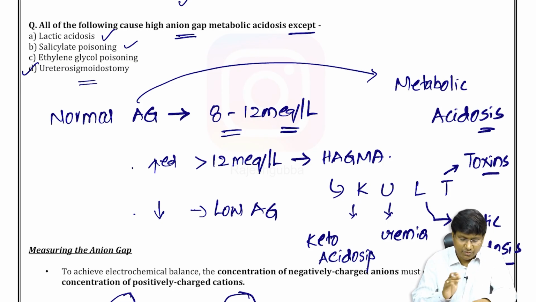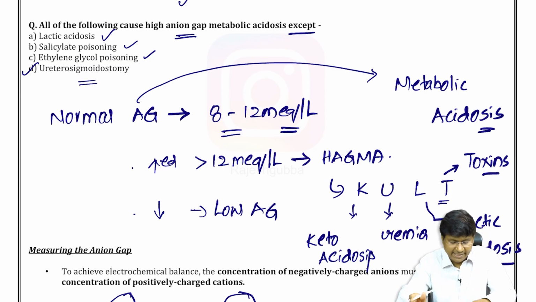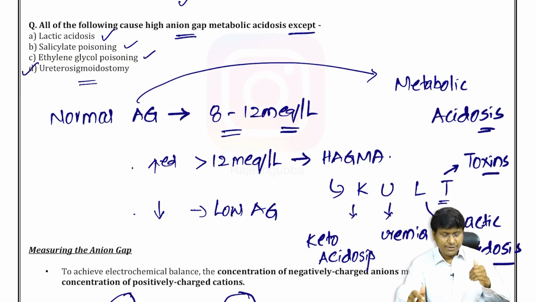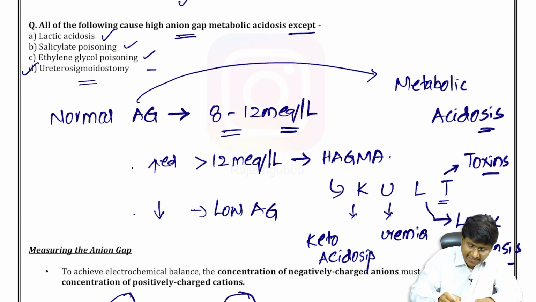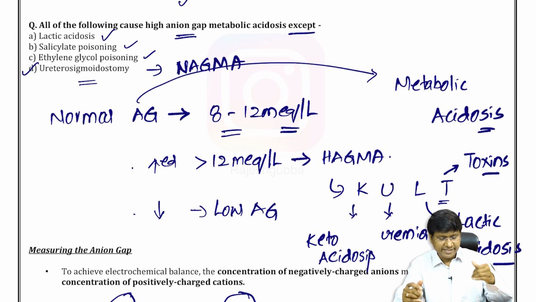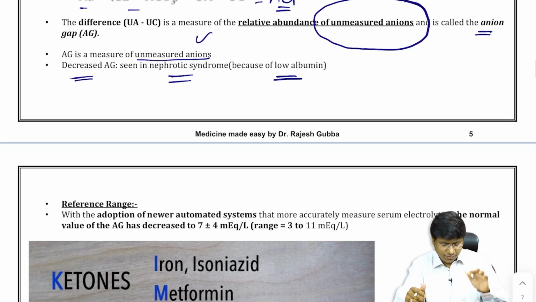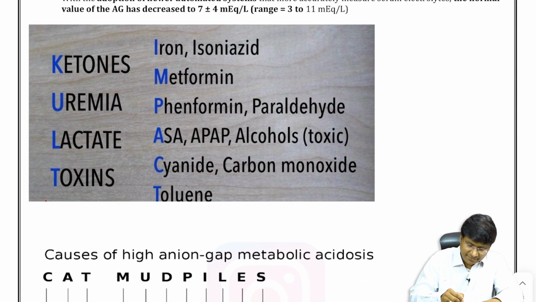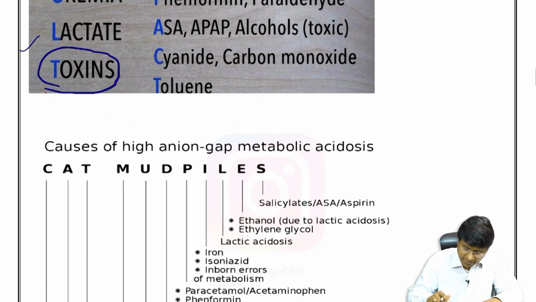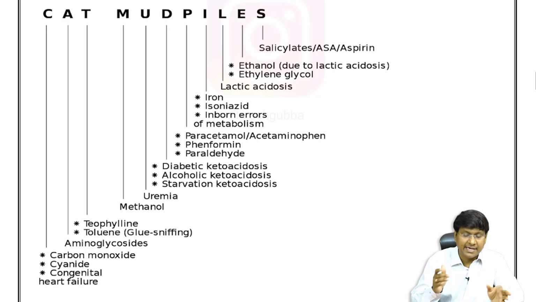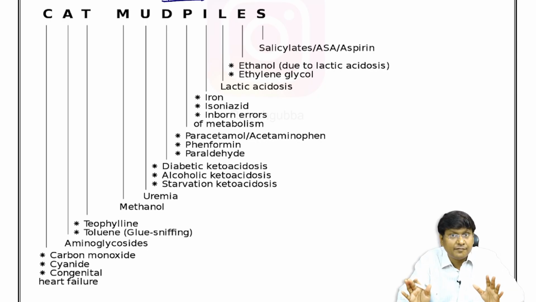Salicylate poisoning, it will cause. Ethylene glycol poisoning, even that is a toxin, that will cause the high anion gap metabolic acidosis. But diarrhea, you will have normal anion gap metabolic acidosis. Okay. Now, apart from this MUDPILES, you can just see what are all the various toxins. So, this is like the enlarged mnemonic.